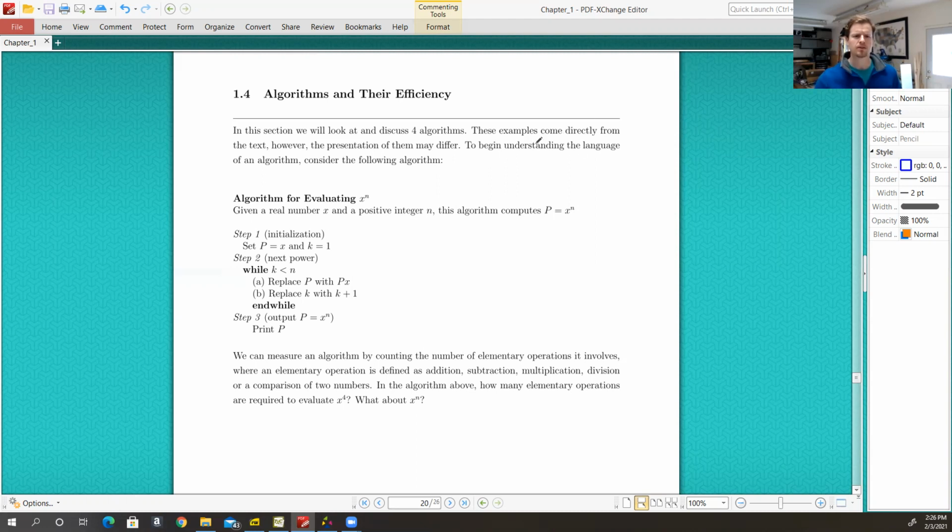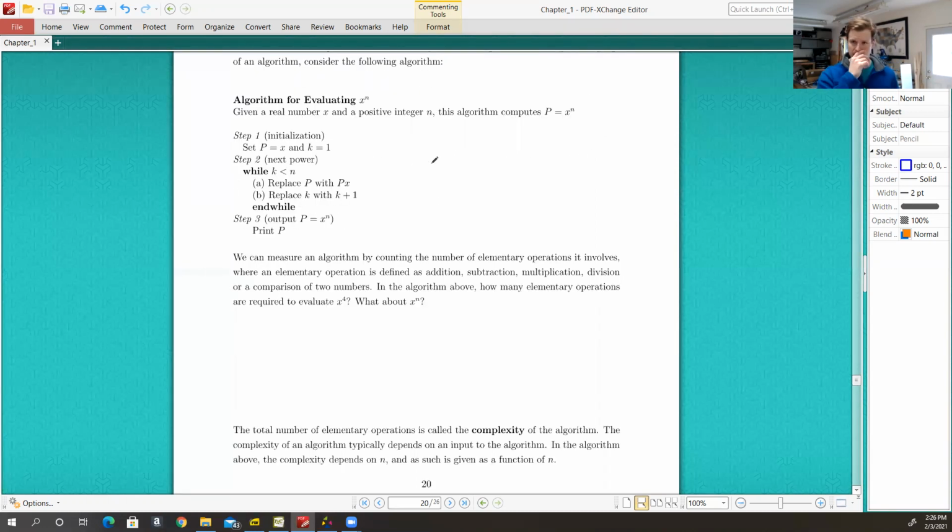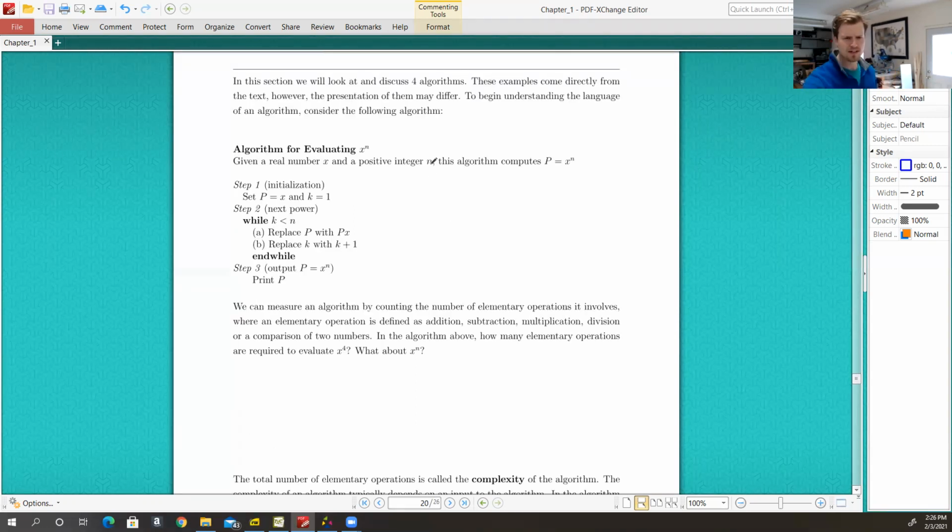All right, so let's first take a look at an algorithm for evaluating x to the power n. And to give us a little bit of an example, let's use the algorithm to evaluate 2 to the power 4. So in this case, x is equal to 2 and n is equal to 4 when we're evaluating x to the n.